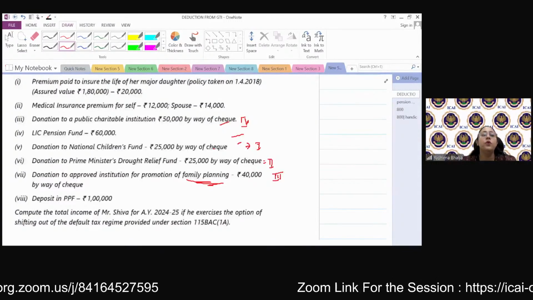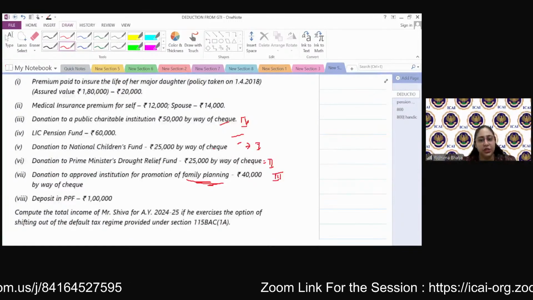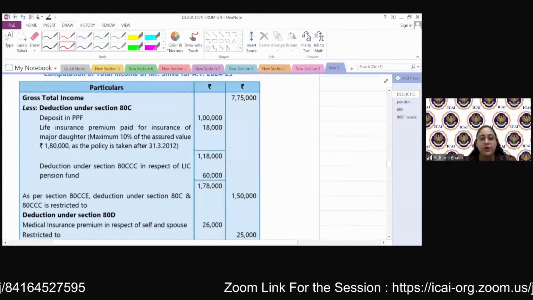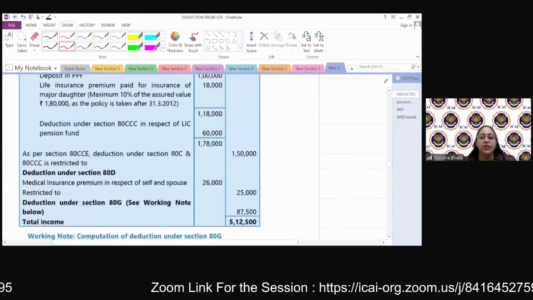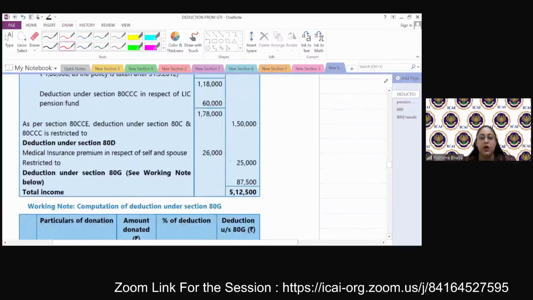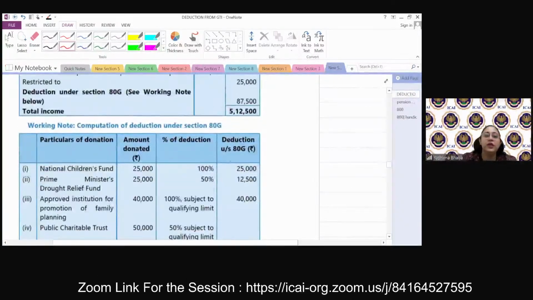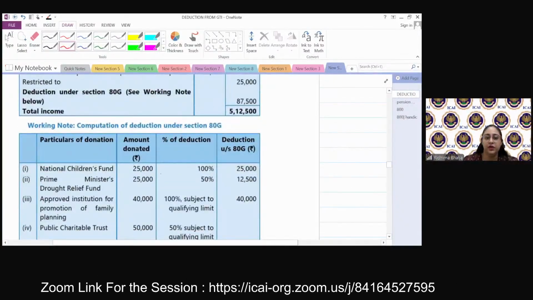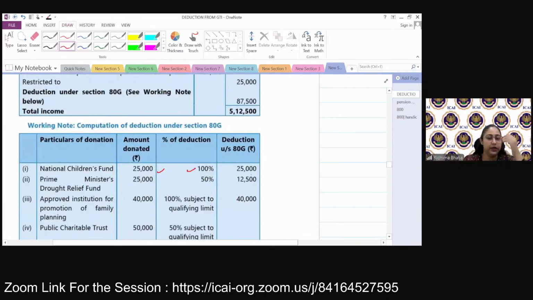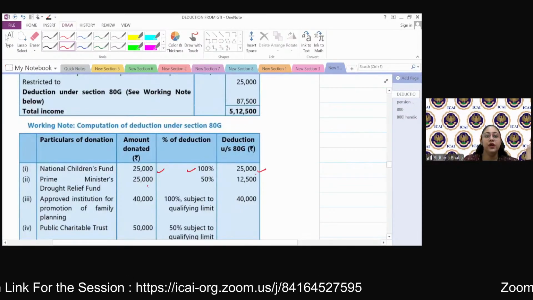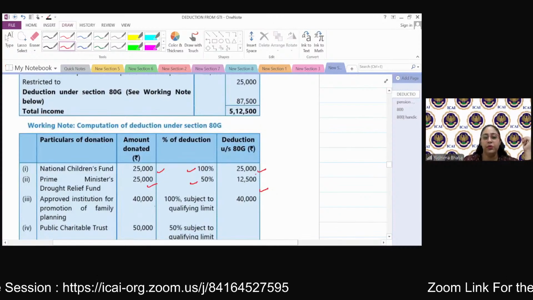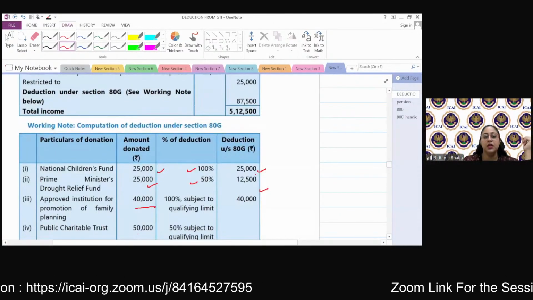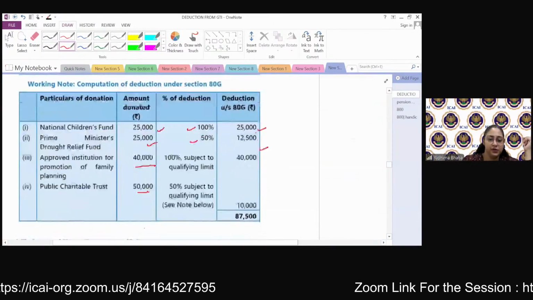Now let's see how we will compute the deduction under 80G. First I will compute the gross total income. I will compute all the deductions under 80C, 80D, etc. Now I have to come to 80G. First of all, the National Children Fund, national, 100%, first category done. Drought Relief Fund, 50% done. In the third category we contributed 40,000, and to the public charitable trust 50,000.